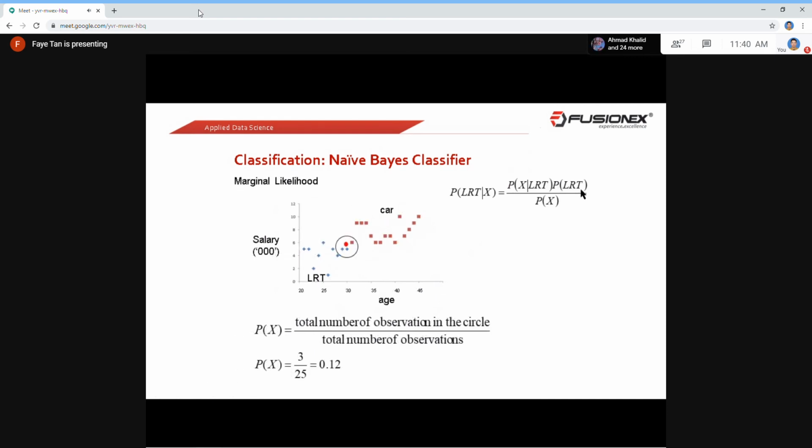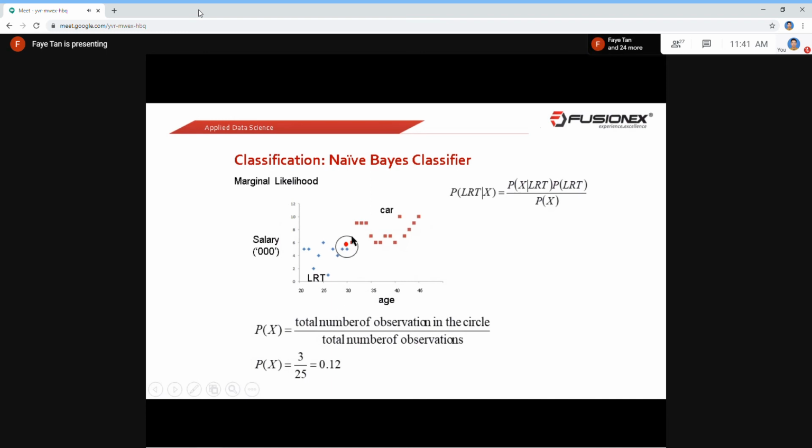Okay, next one is the probability of that person, the red dot. The probability of the red dot to happen: how to do it? We'll draw a circle. This circle is not necessarily very big, but it has to consist of both LRT and car. So you can see inside we have car, we also have LRT.